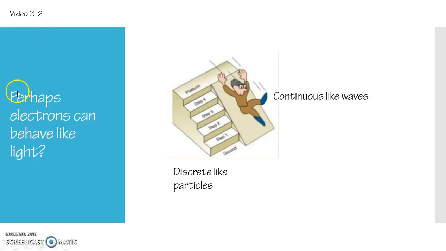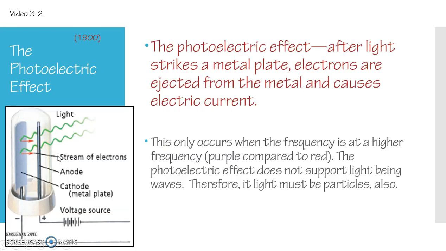Okay, so we know that light travels in discrete particles called photons and also as continuous waves, but maybe electrons behave that way too. And that's where we're getting a lot of these physicists who are doing these experiments, and this is how it's going to tie into our new atomic theory.